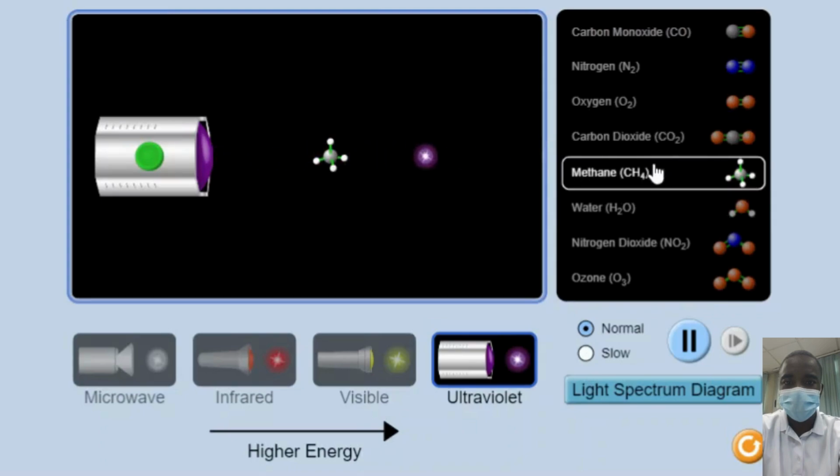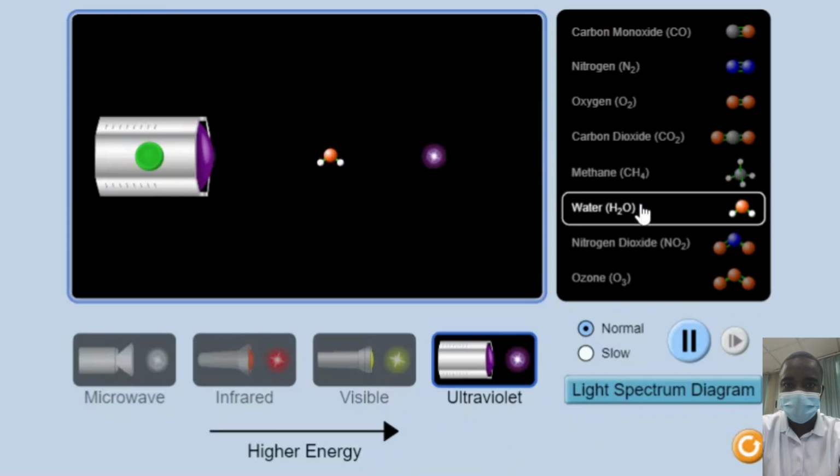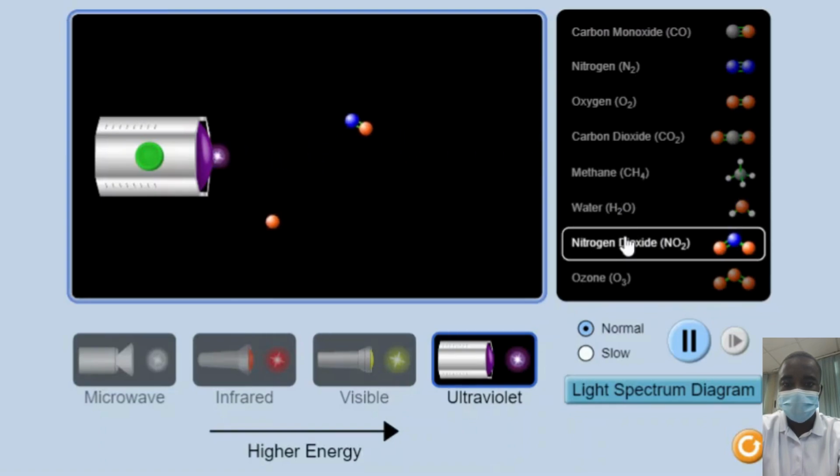Allow students to explore the simulation in small groups or individually. Encourage them to experiment with different types of light and atmospheric molecules and record their observations. Provide worksheets or prompts to guide their exploration and data collection. After collecting data, have students analyze the relationship between the type of light, the molecule, and the interaction mechanism. They can use the absorption spectra and scattering patterns to interpret the data and draw conclusions.